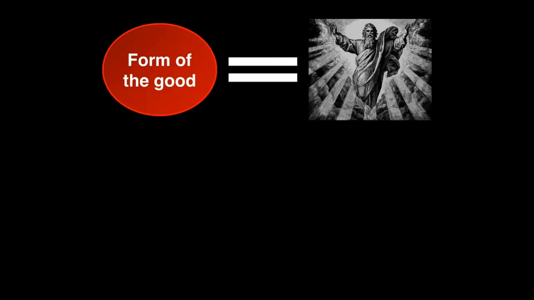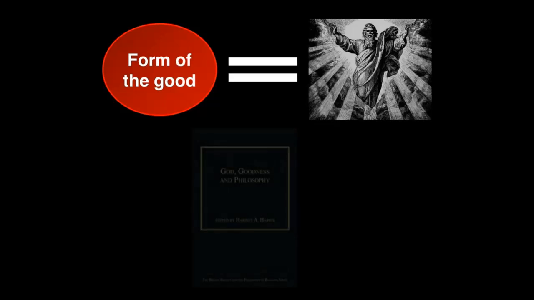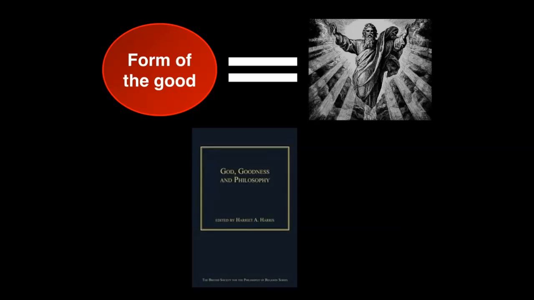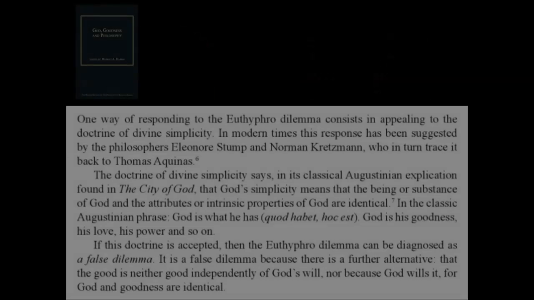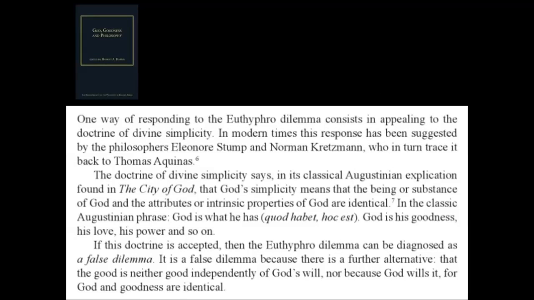But what does it actually mean to say that the Platonic form of the good is part of God? This depends on how one views the essence of God in relation to his attributes. One way is the approach of the early church father St. Augustine, as philosopher of religion Anders Kraal notes in the book God, Goodness and Philosophy. Quote, "One way of responding to the Euthyphro dilemma consists in appealing to the doctrine of divine simplicity. In modern times, this response has been suggested by the philosophers Eleonore Stump and Norman Kretzmann, who in turn trace it back to Thomas Aquinas.